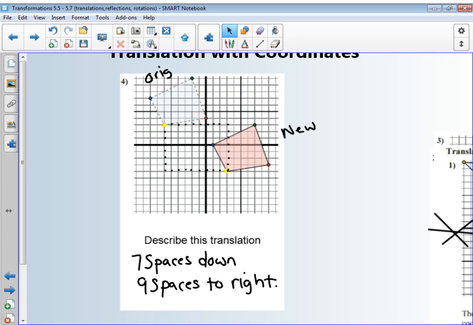So good luck with this, and just remember, as translation, your shape stays the same size. It does not rotate. All it does is it slides or translates to another position.